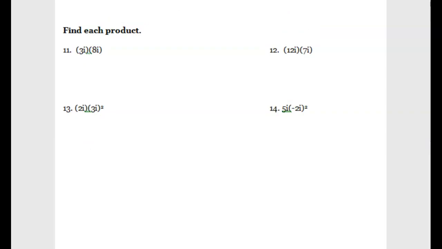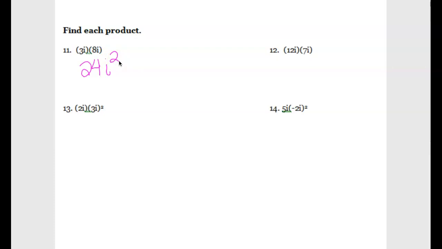So in that first example, we just have 3i times 8i. And again, if you think of i like a variable x, that means you multiply your numbers. So 3 times 8 is 24. x times x would give you x squared. So i times i will give you i squared.